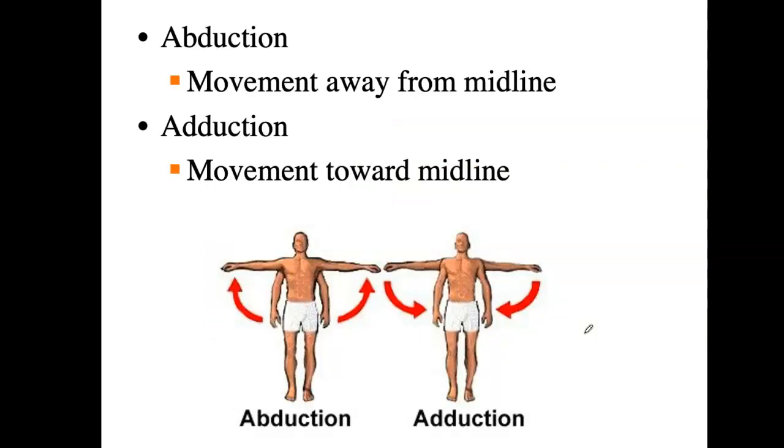We have an abduction and an adduction. One letter changes the entire meaning of this. Abduction is moving away from the midline. Think of it as abducted. Someone was abducted, it means they were taken away. Movement away from the midline, as opposed to adduction, where you're adding towards the midline. Okay? So there is an individual abducting his arms and then adducting his arms. And this is very important when we get to muscles. We're going to be talking about a muscle that's an adductor or an abductor. So it's very important to get this straight.